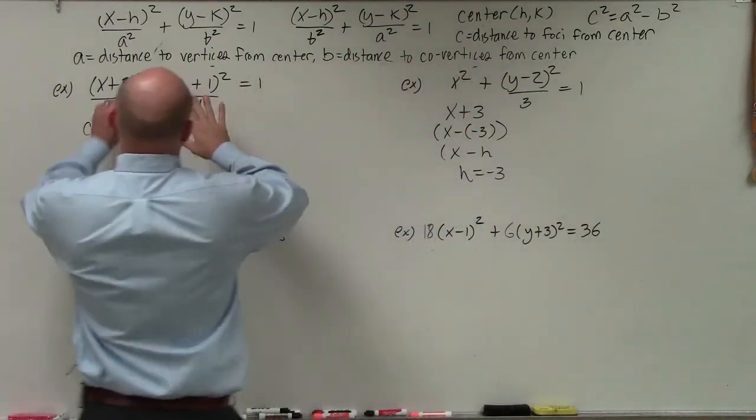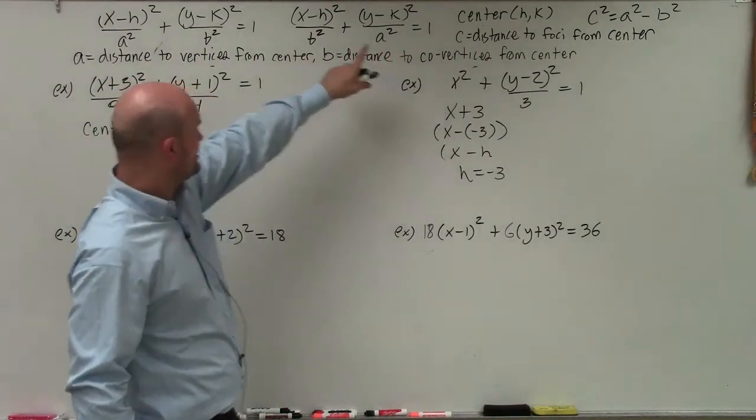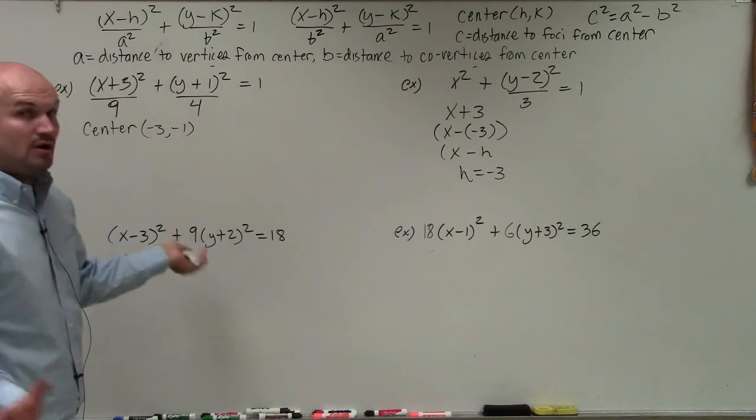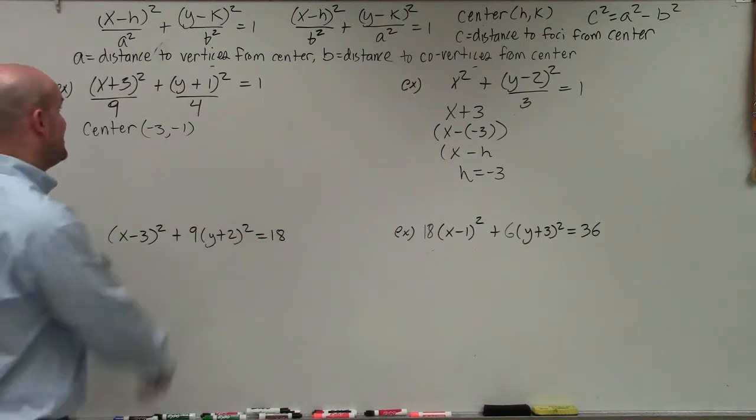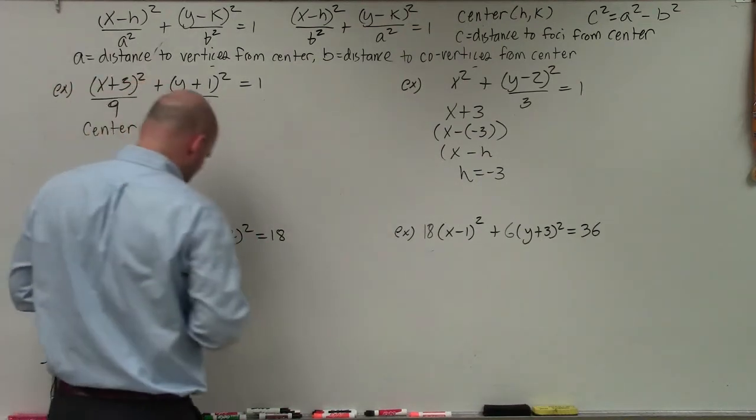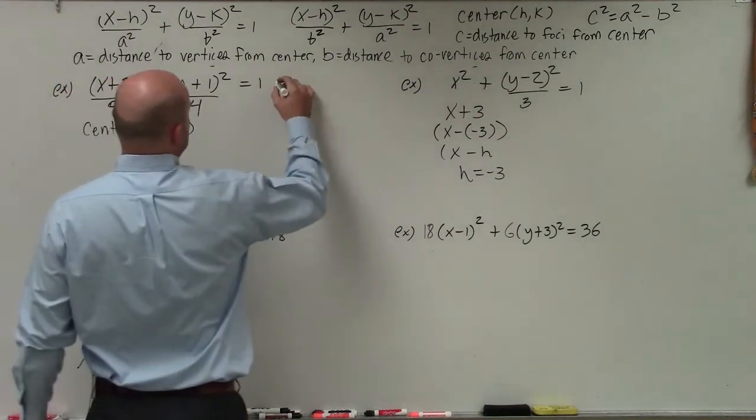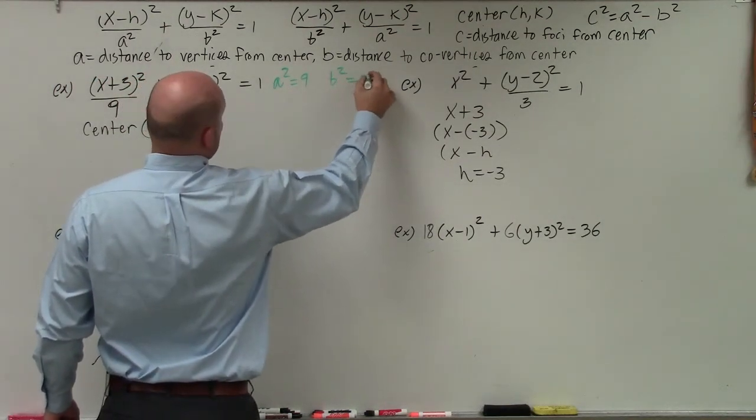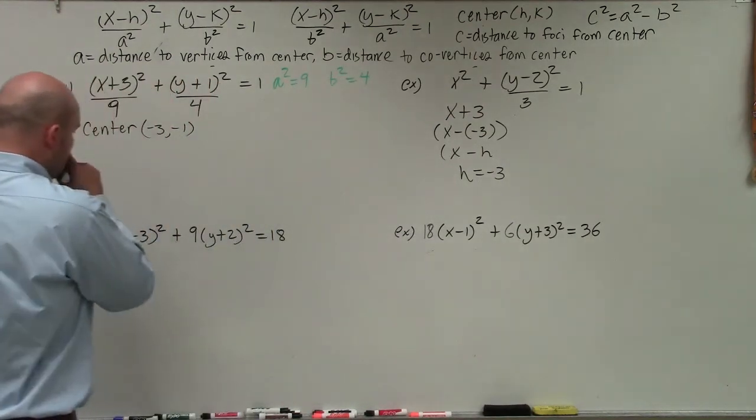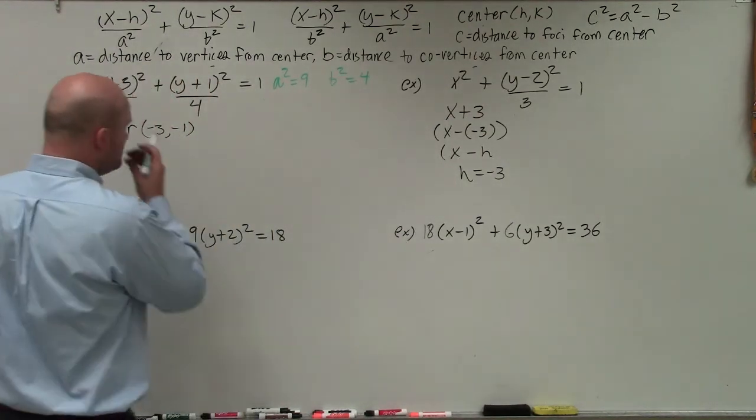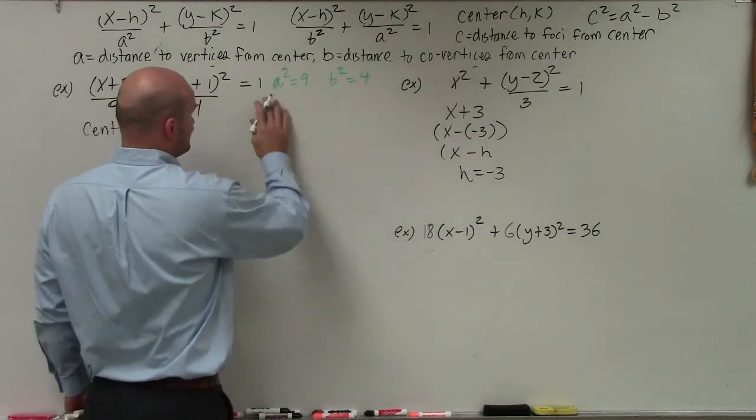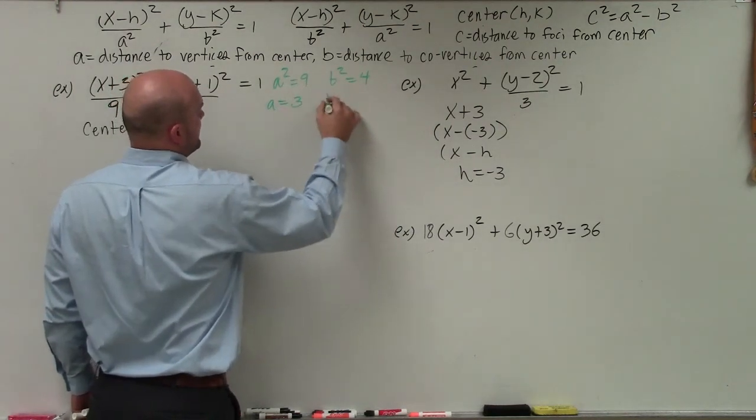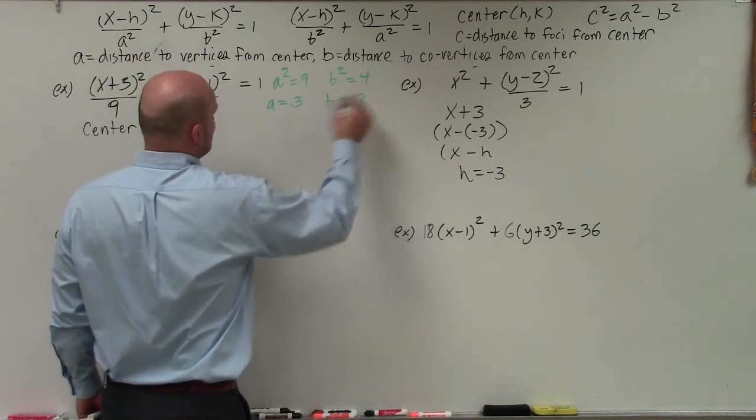So if you look at your a squared and your b squared as your denominators, we have two. We just need to decide which one's a squared, which one's b squared. Well, remember, a squared is always larger than b squared. So therefore, I can make the determination that a squared is equal to 9 and b squared is equal to 4. OK. So therefore, a is equal to 3 and b is equal to 2.